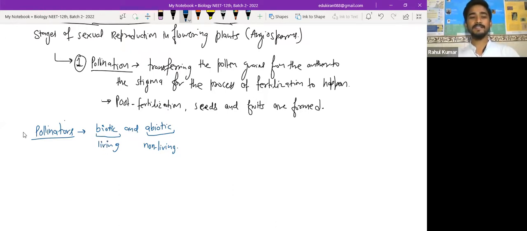But let's complete this. Pollinators, write down. These are biotic and abiotic agents that carry the pollen grains.